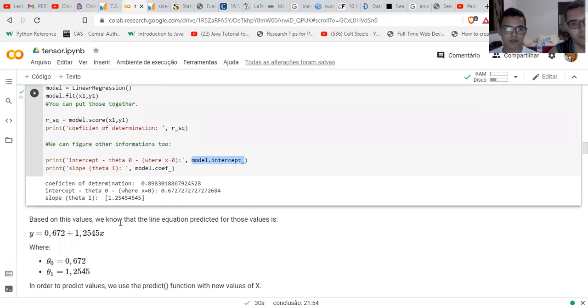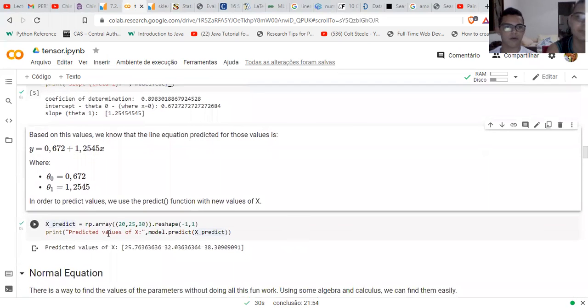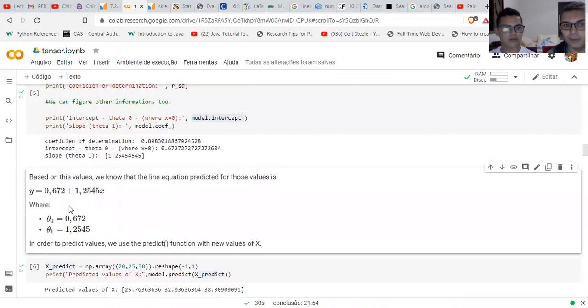So based on these values, we know that the line equation predicted for those values is y, that is h of x in this case, equal to 0.672 plus 12545x. Remember that there would be an x0 here, but it's a dummy feature, so it's always equal to 1. So you don't have to worry about this. This is basically the y-intercept that you learn at school, and this one is the slope. Now we already have the linear function that we were looking for.